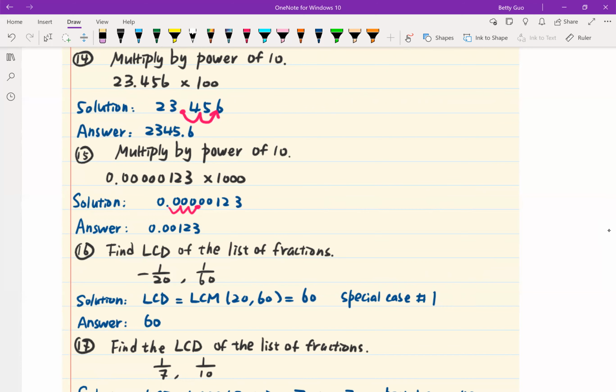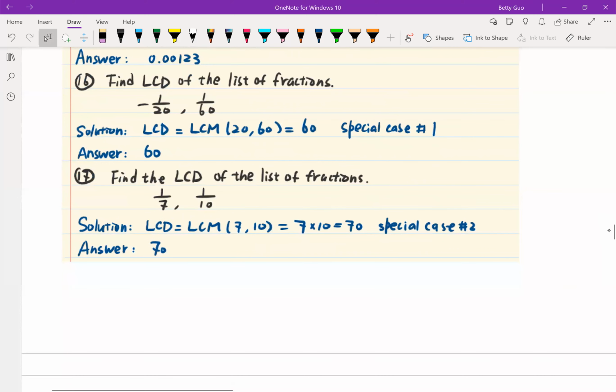0.00123. Number 16, find the least common denominator of the two fractions. The two fractions have denominators 20 and 60. The least common multiple of the two numbers is 60. That's the special case number 1. Please don't forget that. So the least common denominator is 60. Super simple.